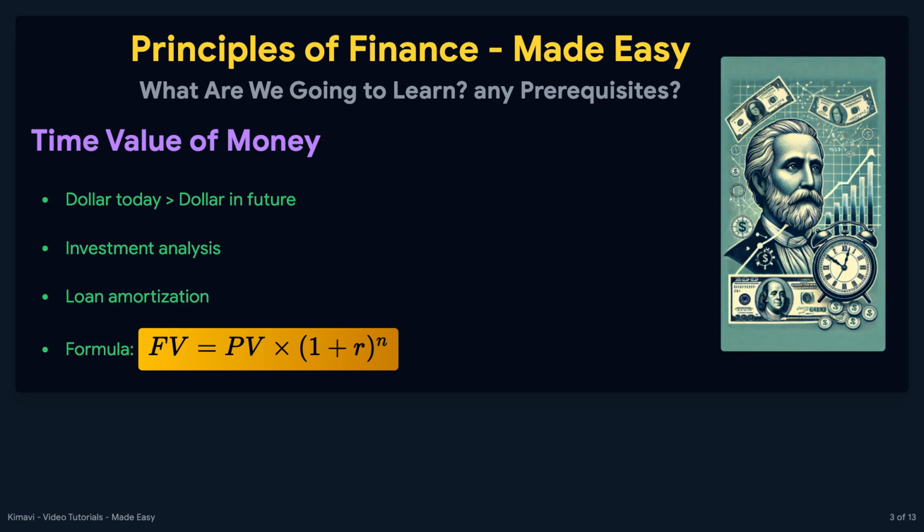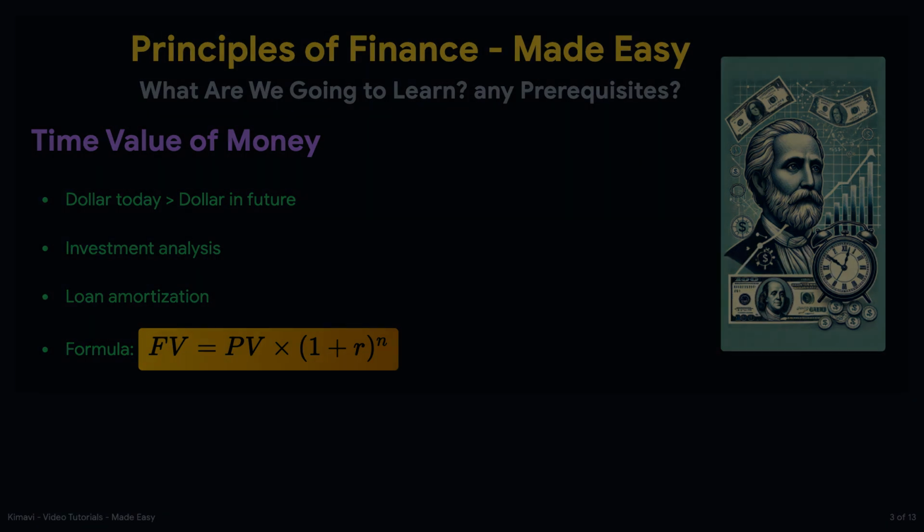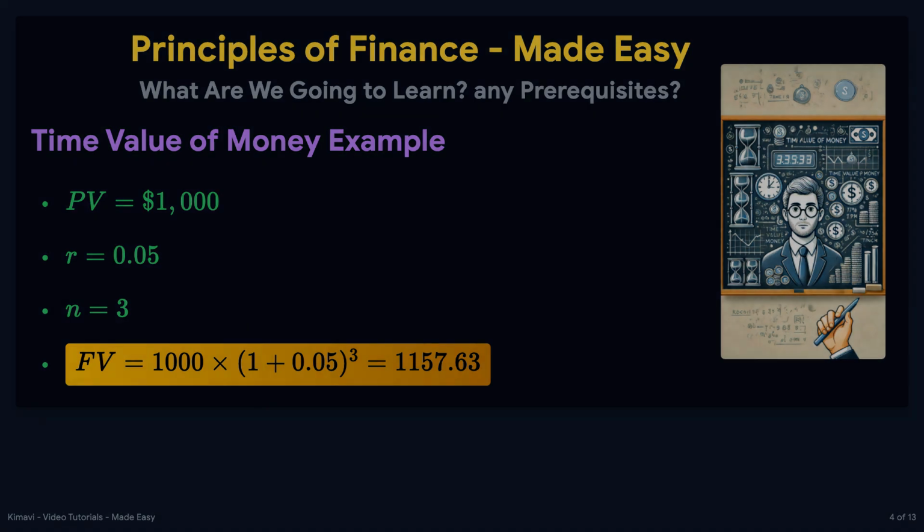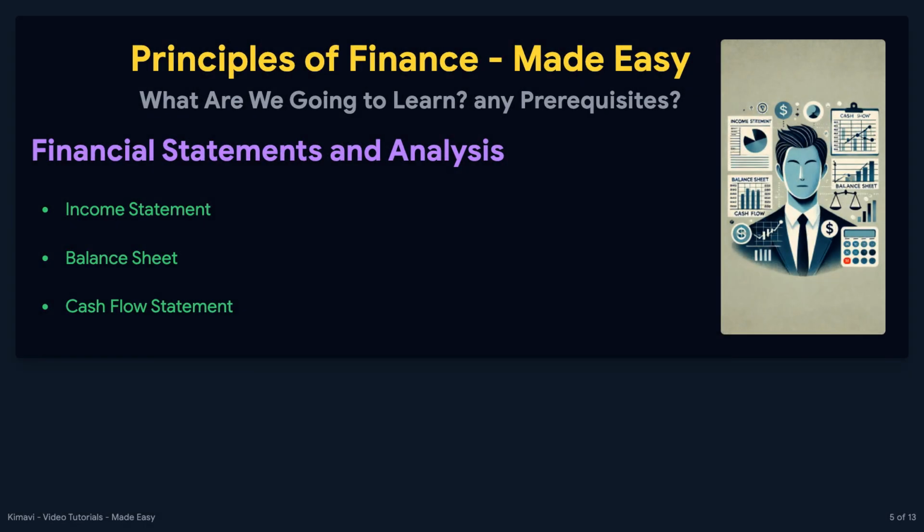For example, if you invest $1,000 at an annual interest rate of 5%, the future value of this investment after 3 years can be calculated using the formula FV = PV × (1 + r)^n. Here, PV is $1,000, r is 0.05, and n is 3. Plugging these values into the formula, we get FV = 1,000 × (1 + 0.05)^3, which equals $1,157.63.